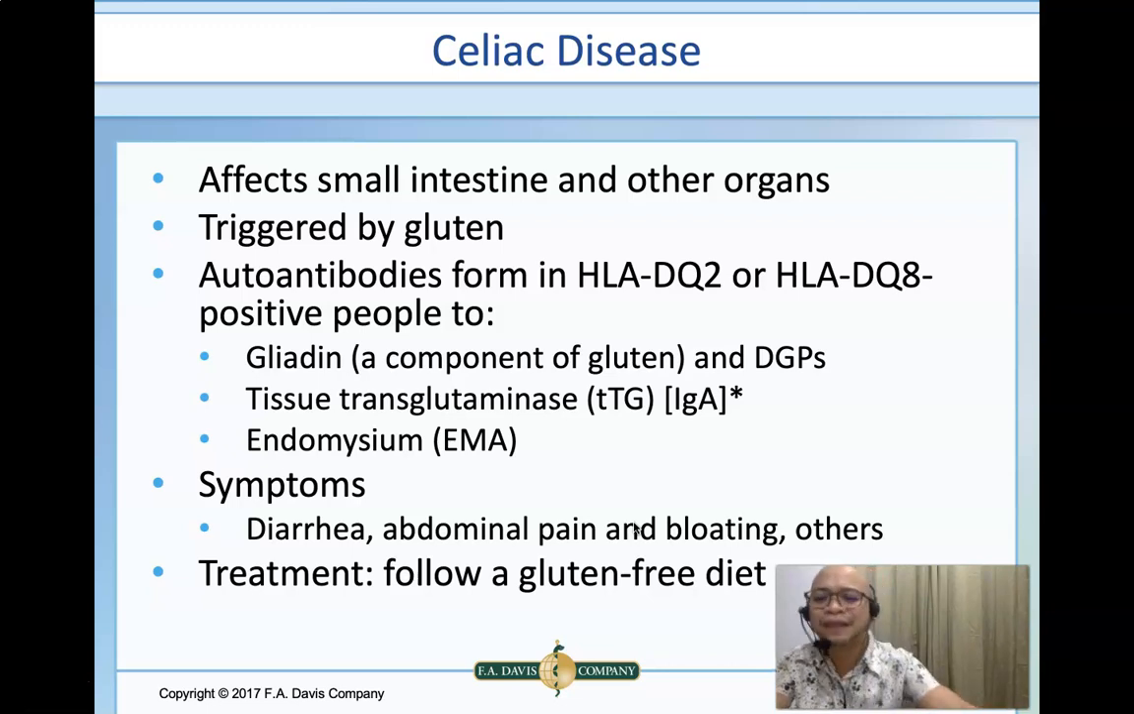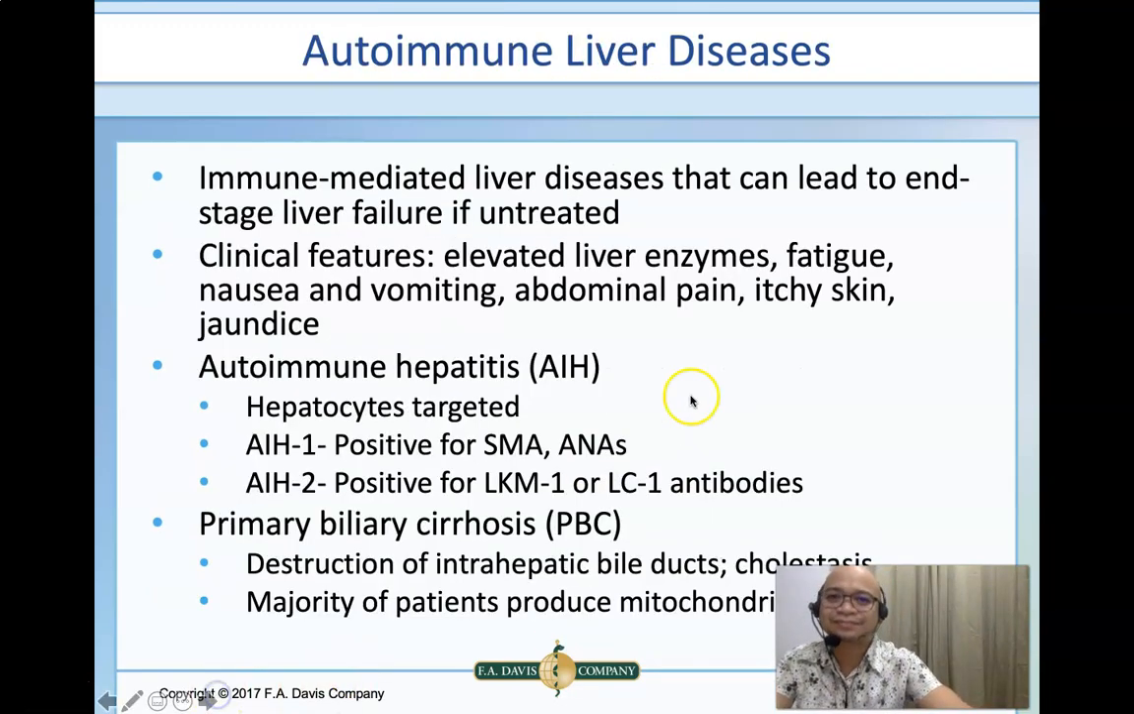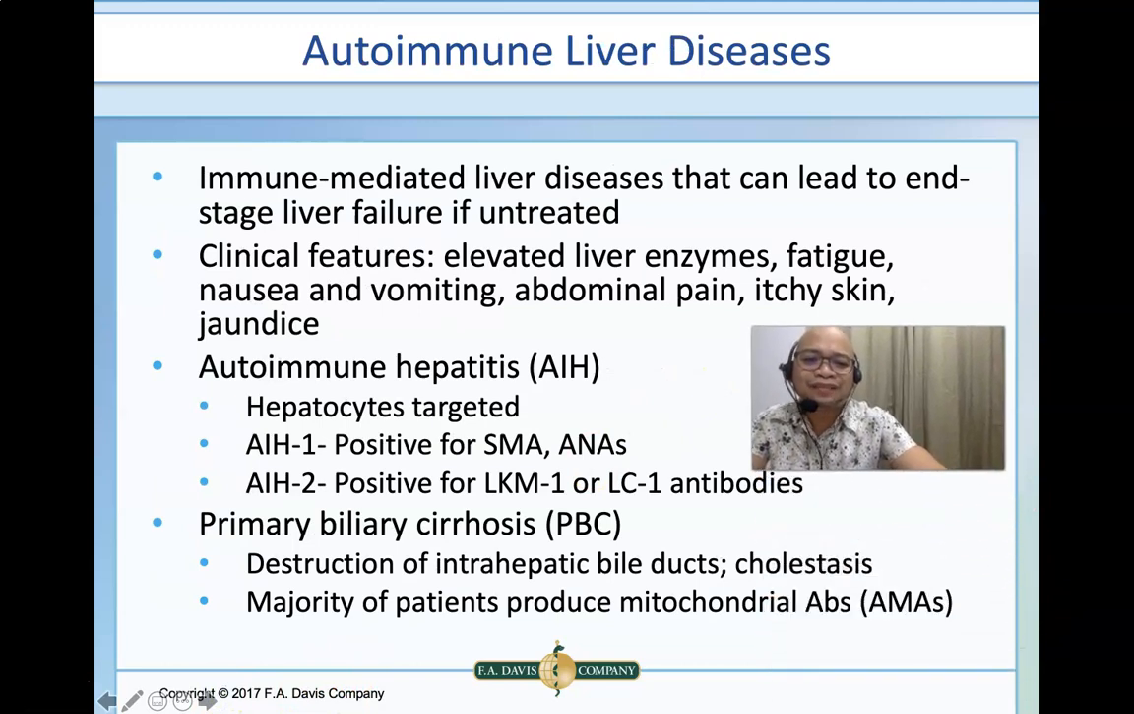So the treatment is to follow a gluten-free diet. Okay, so we also have the autoimmune liver diseases, immune-mediated liver diseases that can lead to end-stage liver failure if untreated. Clinical features include elevated liver enzymes, fatigue, nausea, vomiting, abdominal pain, and itchy skin. Elevated liver enzymes, you have to know the different types of liver enzymes. So SGOT, SGPT, GGT, for example. Okay, so alkaline phosphatase also.